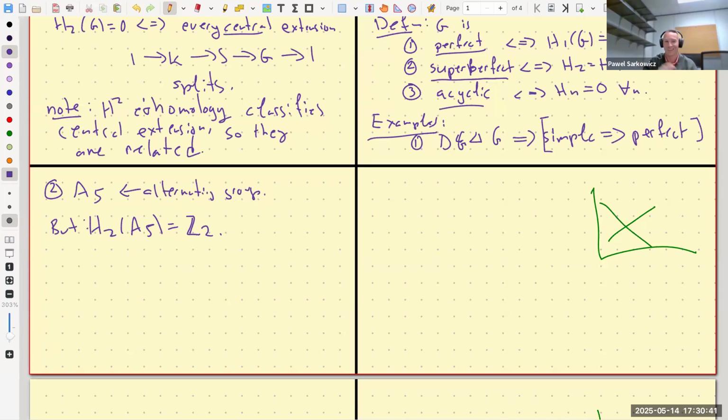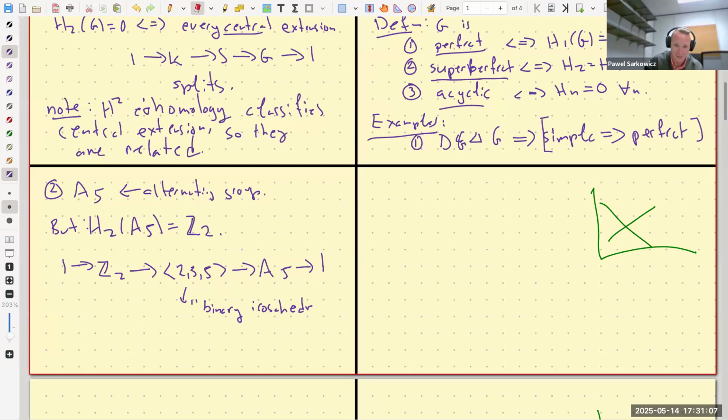And now I'll be honest, I'm not a finite group guy. So I looked this up on Wikipedia, and apparently the central extension, which gives us this, I'll just write this group like this. So this is a central extension, and this is called the binary icosahedral group. Its order is 120. So this gives us some central extension of A5, and so H2 can't be 0.